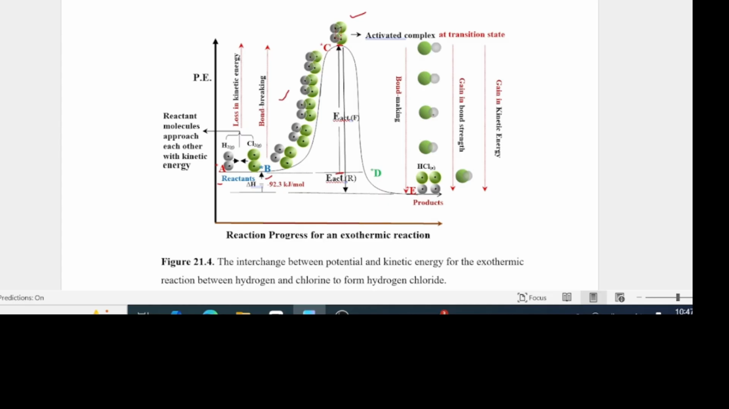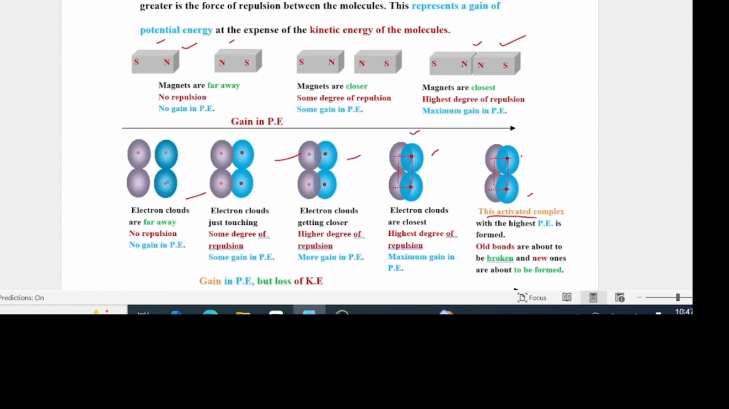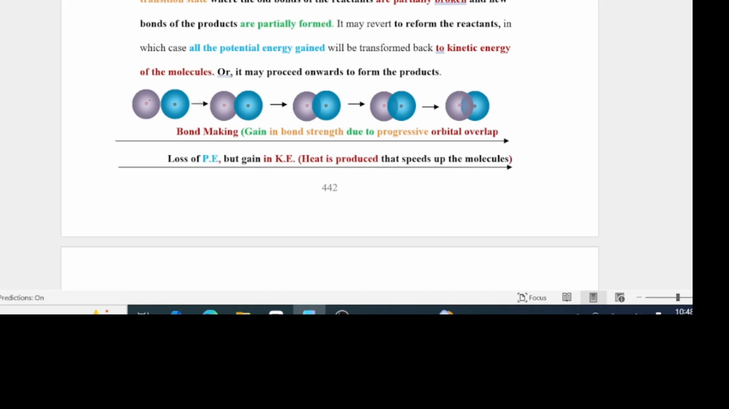So let us see what happens if this activated complex goes on to form products. So that was our activated complex. These were the original molecules. We needed to break these bonds here such that this atom could have reacted with that atom there to form a new compound. So let us suppose that that's our activated complex here, and you have these two atoms here. Bond making is going to start to happen.